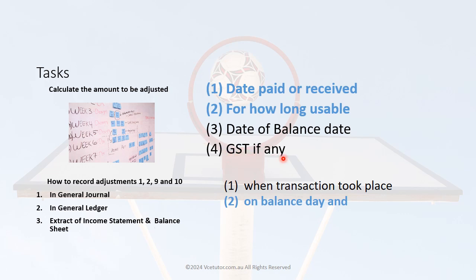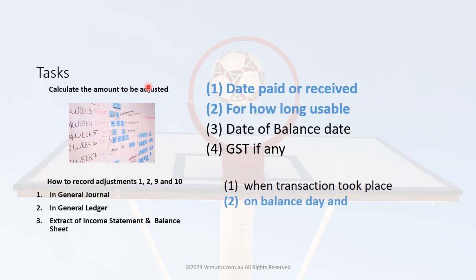So these two are the things that you are going to pay more attention to for calculating amount prepaid or accrued. And once you have calculated, the second part of your task is how you are going to record these adjustments. 1 and 2 refer to prepaid expense and accrued expense. 9 and 10 refer to prepaid income and accrued income. So how we are going to record these 4 in general journal, general ledger, and how it appears in the income statement and balance sheet.